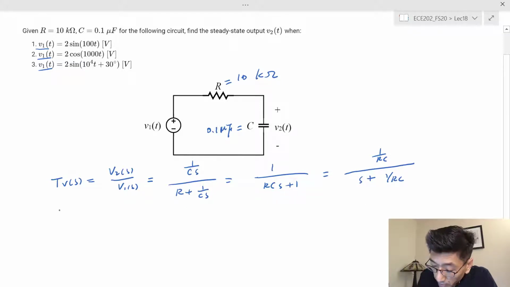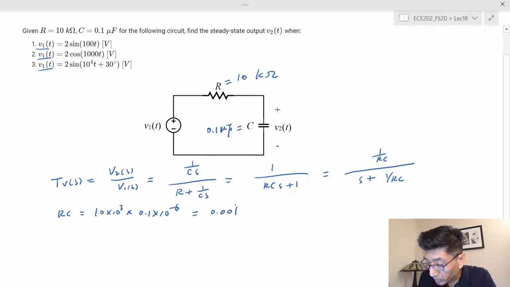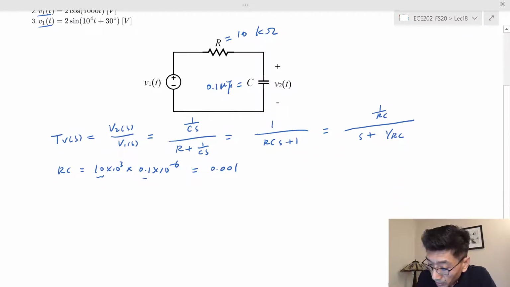And RC is equal to 10K times 0.1 micro, so we get 10 to the power negative 3. 10 times 0.1 is 1. In this case, RC is the time constant. That's 1 millisecond, so 0.001 second. And therefore T(s) is equal to 1,000 over s plus 1,000.